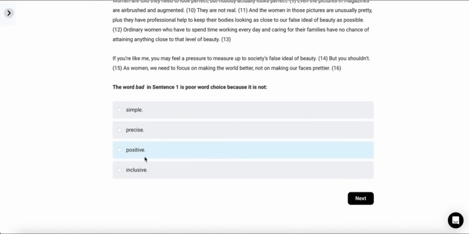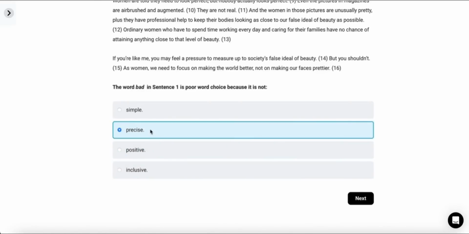The word bad in this case is a poor word choice because it's not precise enough. The rest of the answers don't fit. Bad isn't a positive word, and it's not a matter of it being inclusive. And there's nothing wrong with it being simple. It's just that the meaning is a little bit too broad for this case. The correct answer is precise.